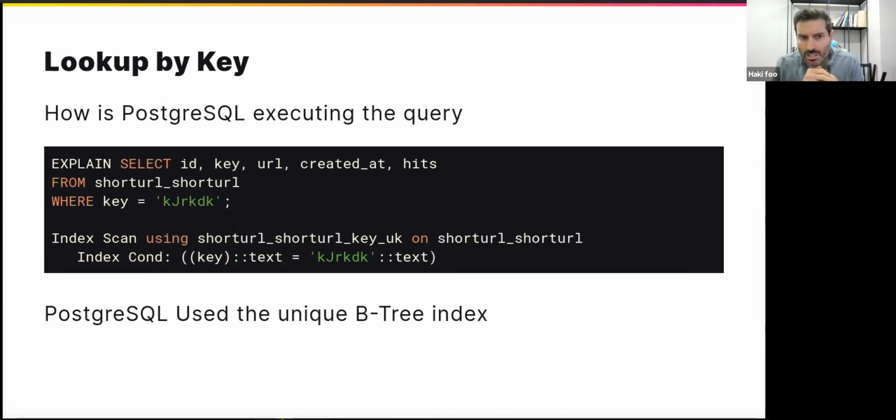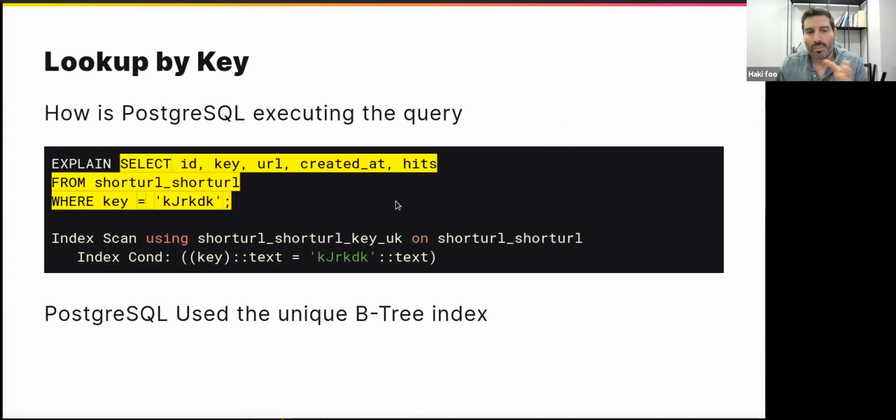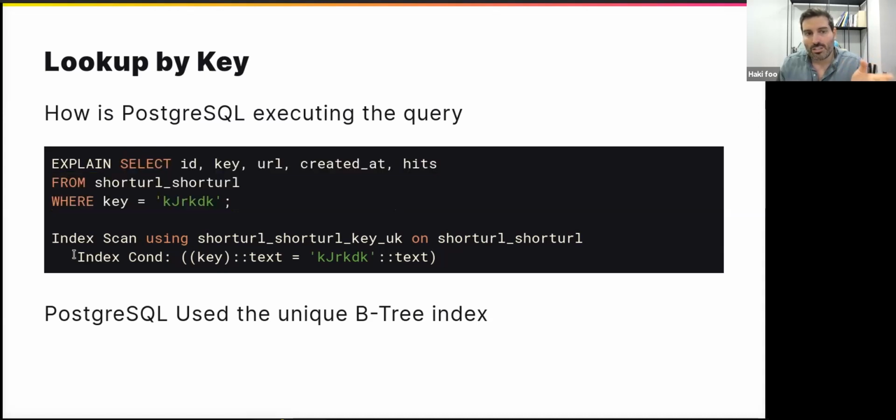And to see how the database is planning on executing the query, we are going to use EXPLAIN. EXPLAIN is an SQL command that you have in most RDBMSs, and it shows you how the database is planning to actually execute the query. So if we add EXPLAIN and paste our select statement here, we can see the execution plan that the database came up with. In this case, we can see that Postgres decided to use an index scan right here using the unique index we have on the key column.